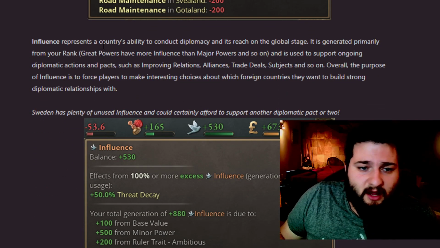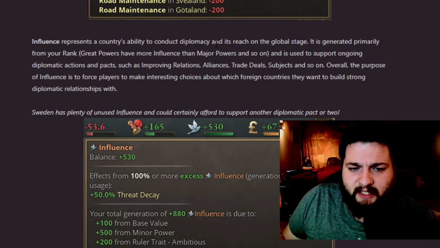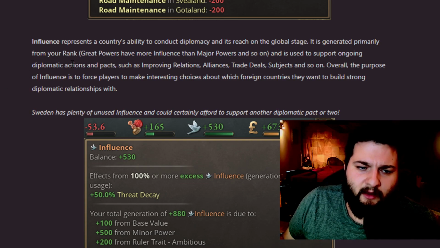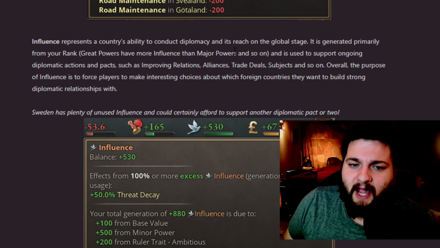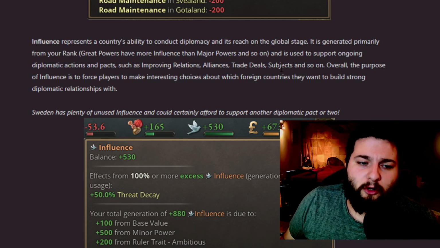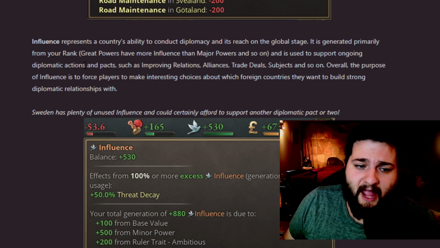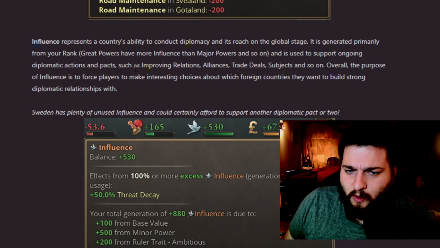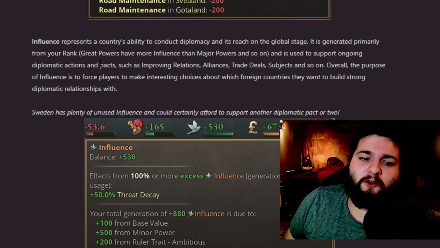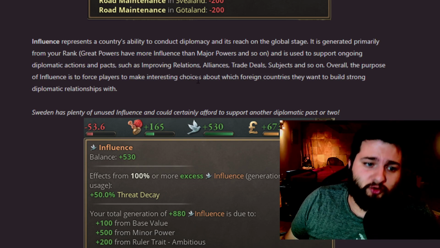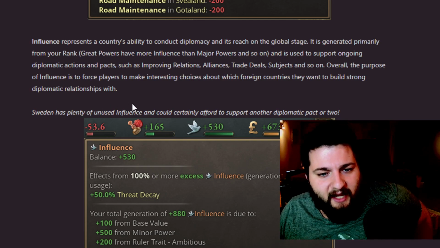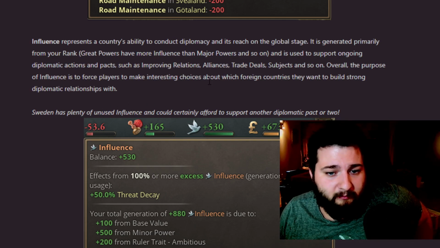The influence represented country ability to conduct diplomacy, and its reach on the global stage is generated primarily from your rank. Great powers have more influence than major power, and so on. And it is used to support ongoing diplomatical actions and pacts, such as improving relationships, alliance, trade deals, subjects, and so on. Overall, the purpose of influence is to force players to make interesting choices about which foreign countries they want to build strong relationship with. Sweden has plenty of unused influence and could certainly afford to support another diplomatic pact or two.